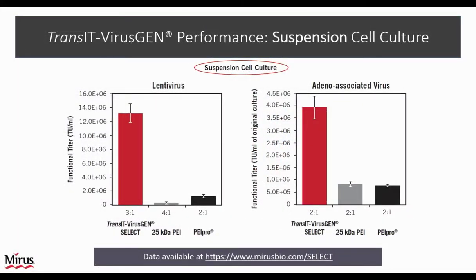PEI-based reagents are the most commonly used formulations in viral vector manufacturing, which is really what set the bar for reagent development at Mirus. This data, generated in suspension 293F cells and FreeStyle F17 media, demonstrates that Transit Virusgen outperforms both 25 kilodalton PEI and PEI Pro from Polyplus by generating up to 10-fold higher functional titers for lentivirus and up to 4-fold higher titers for AAV production.